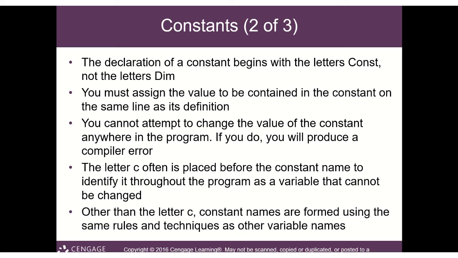Constants, what are constants? The declaration of a constant begins with the keyword Const, not the letters Dim. You must assign the value to be contained in the constant on the same line as its definition. You cannot go to another line. You cannot attempt to change the value of the constant anywhere in the program. If you do, you will produce a compiler error. The letter C often is placed before the constant name to identify it throughout the program as a variable that cannot be changed. Other than the letter C, constant names are formed using the same rules and techniques as other variable names.